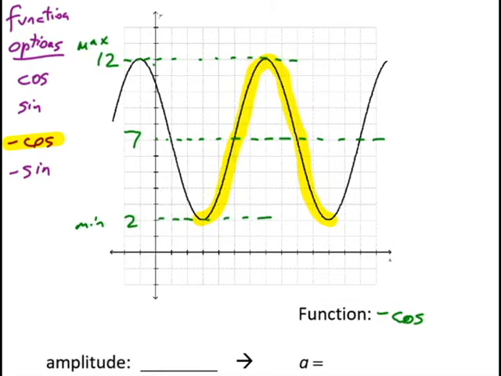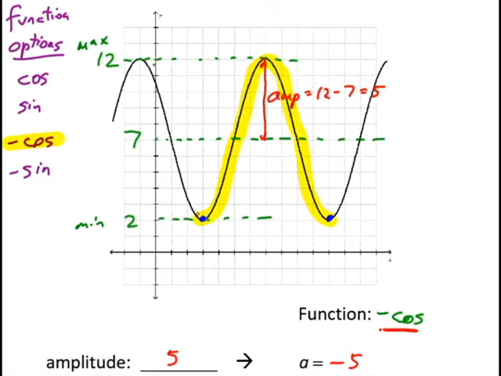Next, the amplitude is maximum minus midline. So we'll find the maximum, and that is the difference between maximum and median. Here's where we need to be careful. We chose negative cosine. So A is going to be a negative value. Notice, amplitude is always positive. A might be negative depending on the wave we chose.